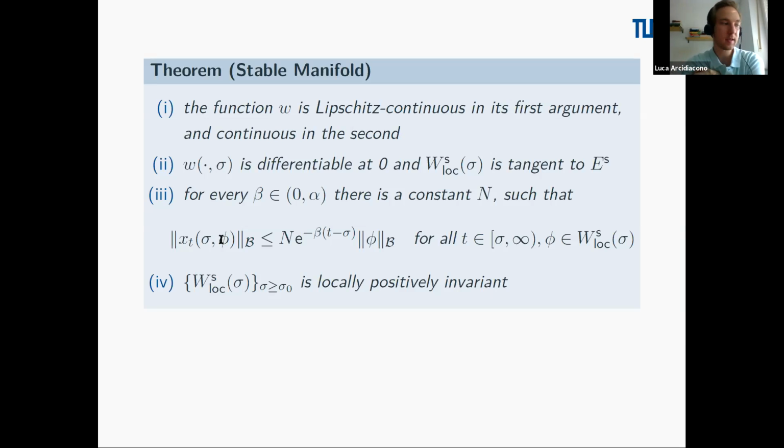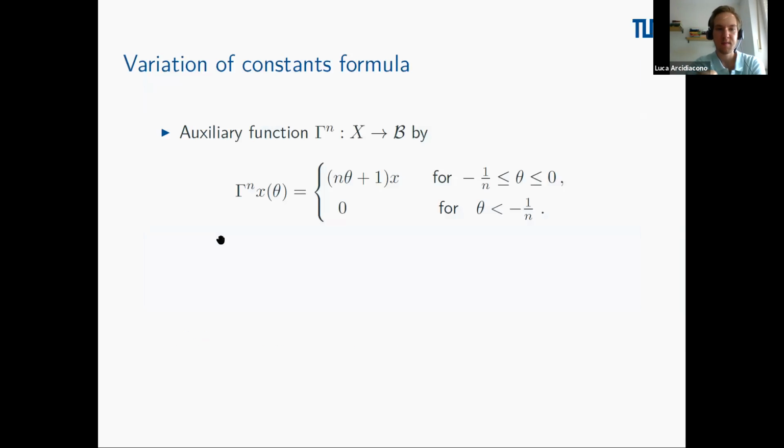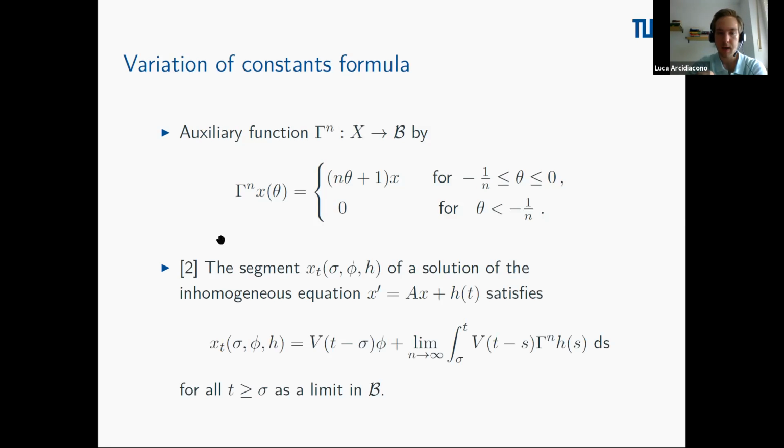How did we prove this theorem? As often, we use the Lyapunov-Perron method. To this end, we first needed to find an appropriate way to define even this operator. Therefore, we introduced some auxiliary function. And with this function, one is able to show the variation of constants formula in the phase space B.